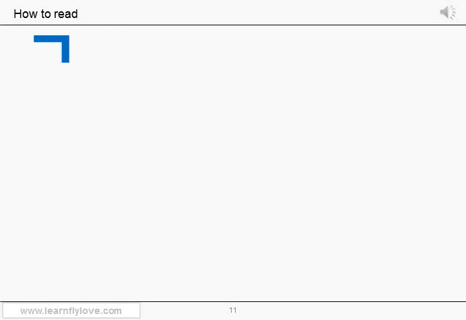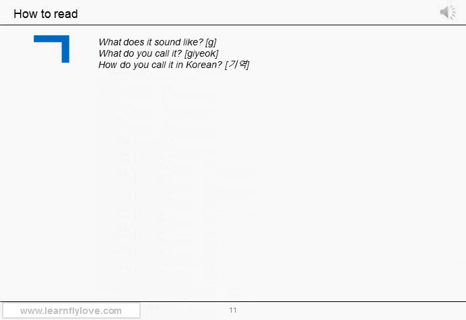Okay, then let's find out why we said you can use the initial sound of the consonants in group 1 as the final sound. See the consonant here. What does it sound like? G, right? Like G in English. How do you write the actual name of it in romanization? G-I-Y-E-O-K. 기역 starts with G and ends with K.